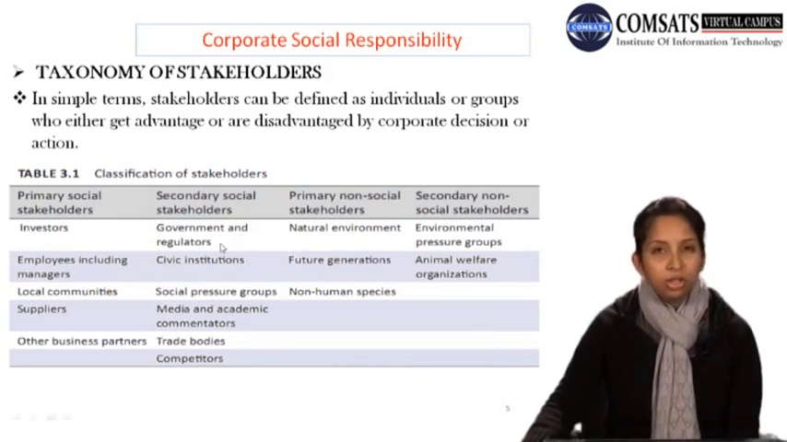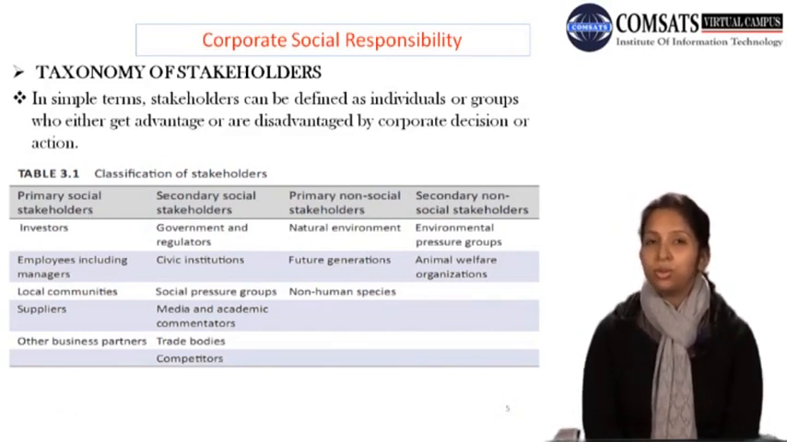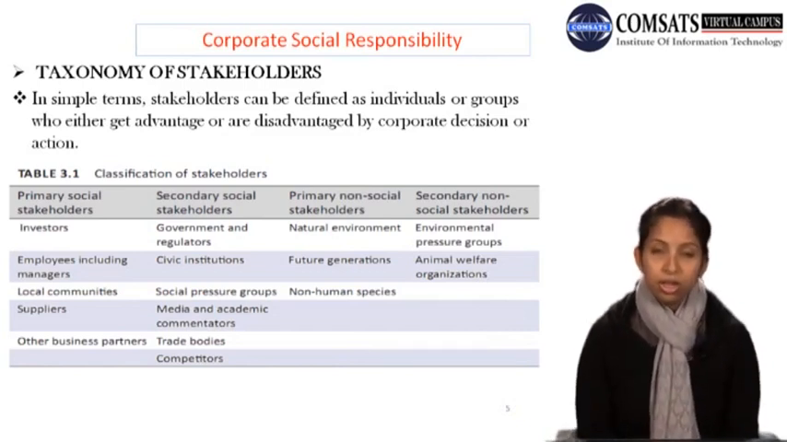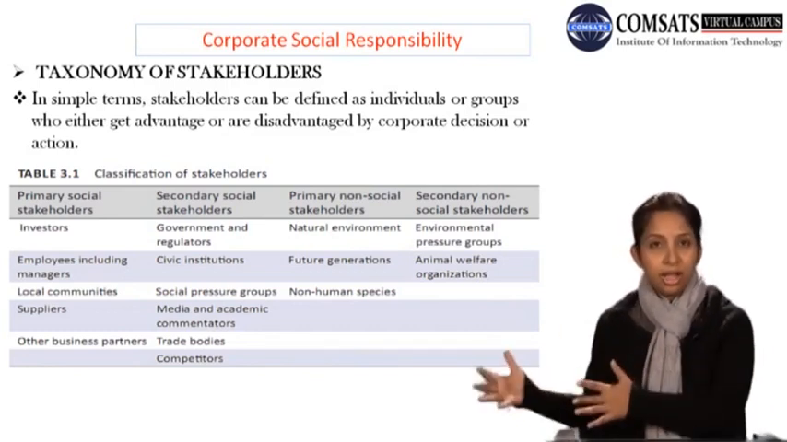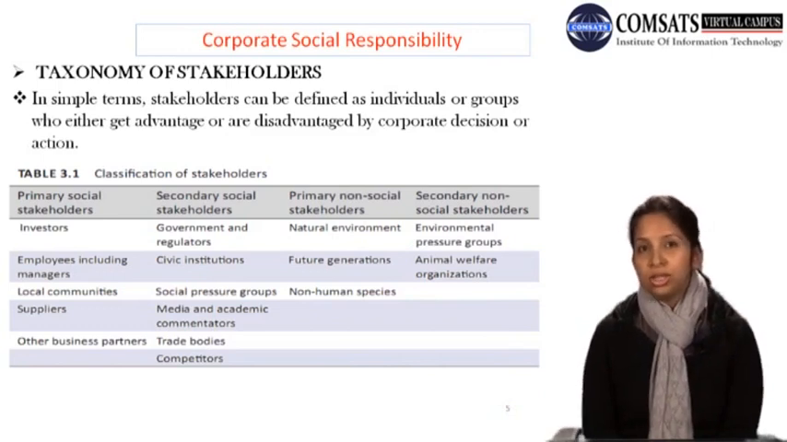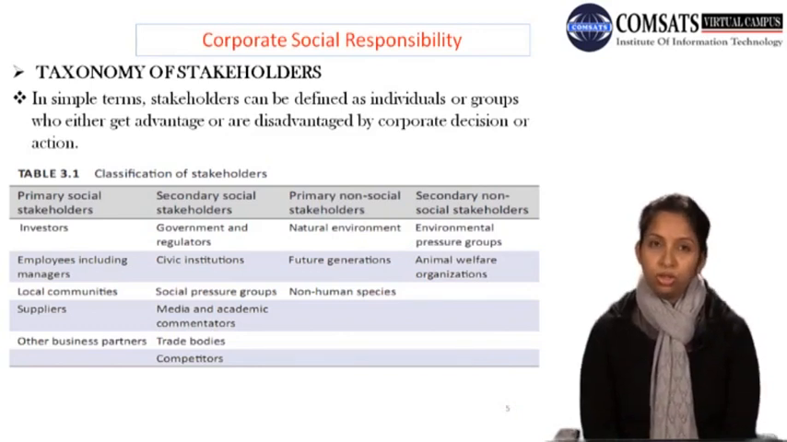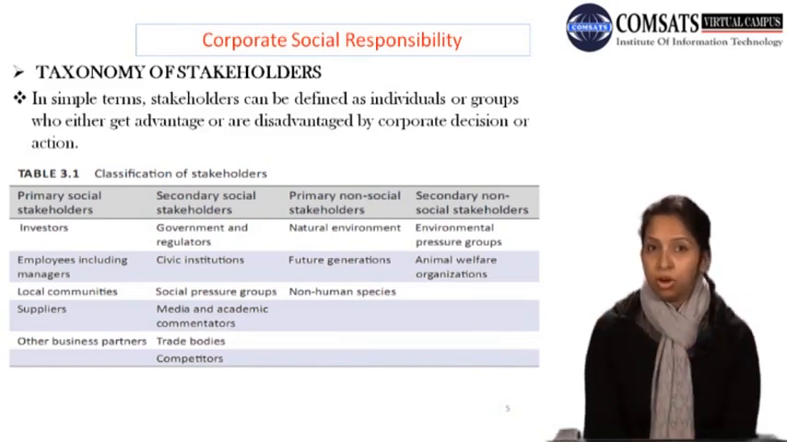Now there's a certain classification of stakeholders as well. Stakeholders have been classified as primary social stakeholders, secondary social stakeholders, primary non-social stakeholders and secondary non-social stakeholders. Your primary social stakeholders are your investors, people who supply the finances to the corporation. They are your shareholders as well as your stakeholders. Employees, including managers, are also your primary social stakeholders. Local communities, the communities around your factories and your organization, are also your primary social stakeholders.